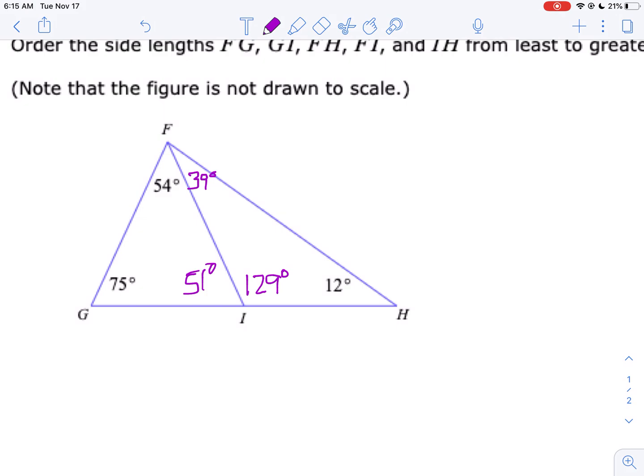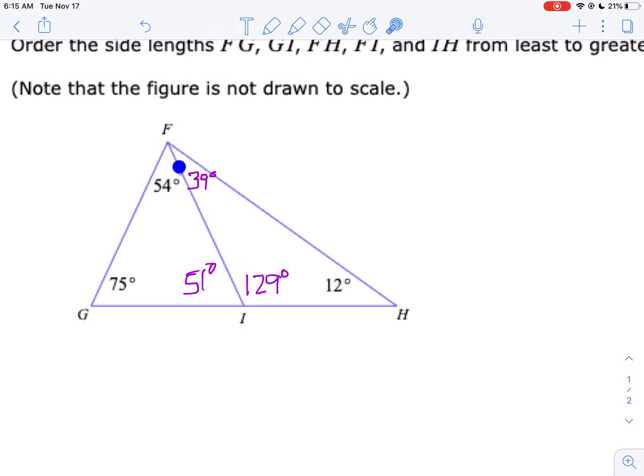Now, here's what I want you to notice. Notice segment FI is in both triangles. We are not going to skip between triangles. I'm going to list all the sides of one triangle and then all the sides of the other. Now, it's not drawn to scale. That's what's kind of confusing.